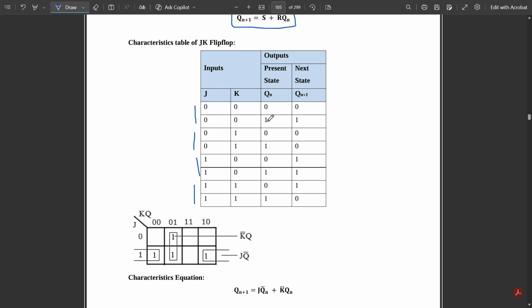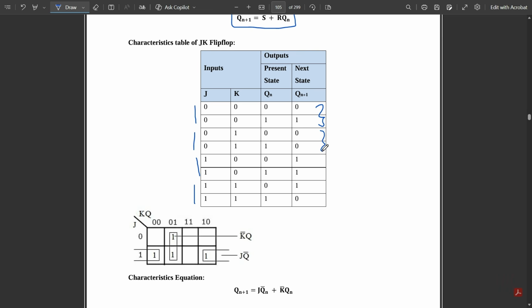Okay, first, when both the inputs are 0, and when the output provided is 0, the next state would be 0, and when it is 1, the next state would be 1. It is the same as the SR flip-flop, the output remains unchanged. Whereas for 01, when the output is 0, the next state output would be 0, and when the output is 1, the next state also would be 0.